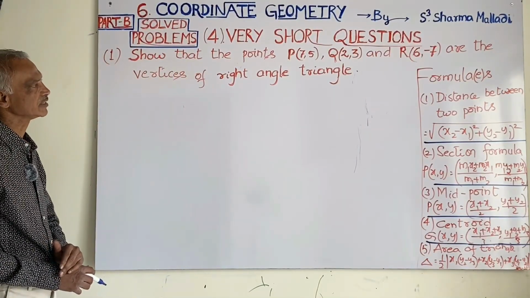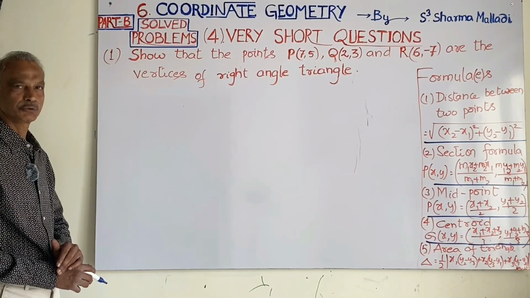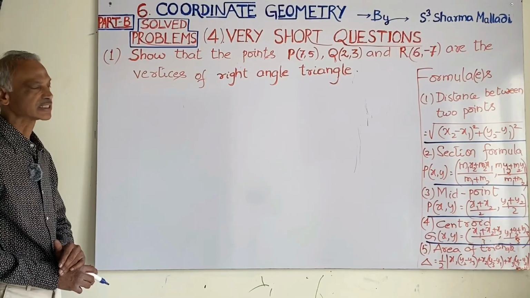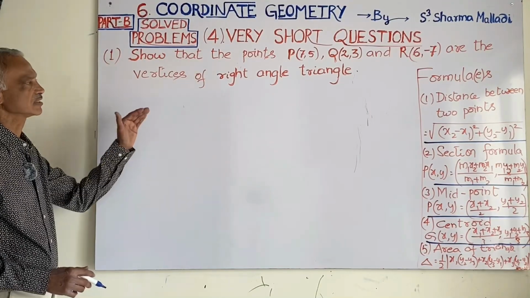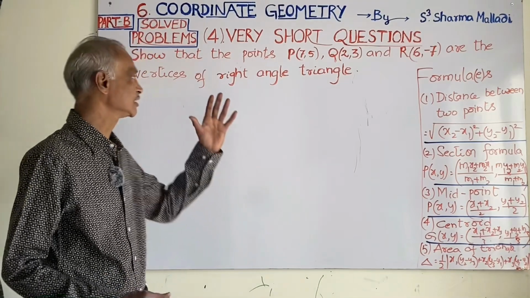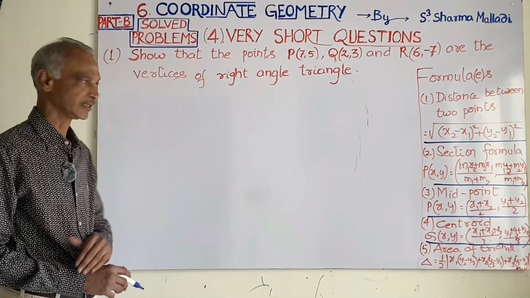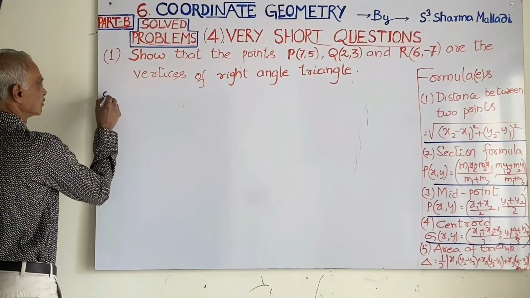Show that the points P(7,5), Q(2,3) and R(6,-7) are the vertices of a right angle triangle. What do we have to show? We have to show these points P, Q, R are the vertices of a right angle triangle. Solution.